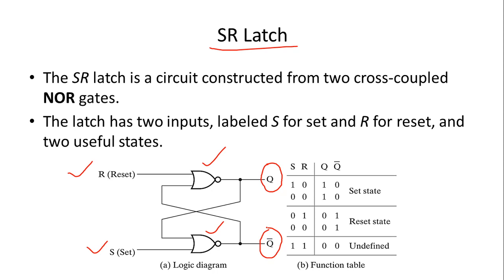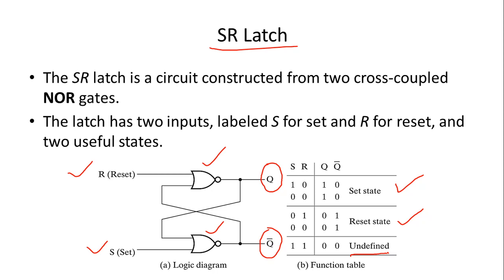Q and Q naught represent its states. If Q is 1, then it means it's a set state. If Q is 0, then the latch is in the reset state. There's another undefined state, which we'll look into in a while. Now if Q is 1, then Q naught should be 0. If Q naught is 1, then Q is 0.